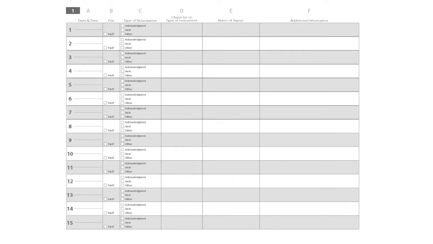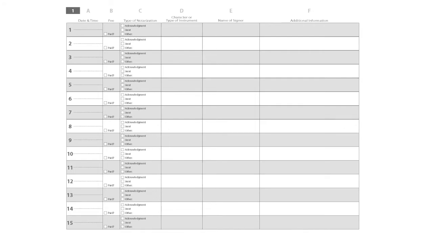Let's look at this example. This is one example of a journal. Look at the fields that it has available: date, time, fee, type of notarization, character or type of instrument, name of signer, additional information.